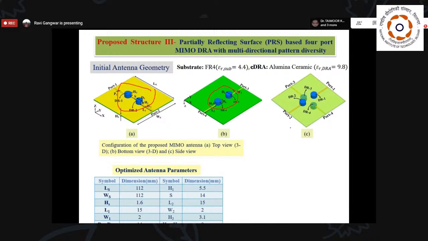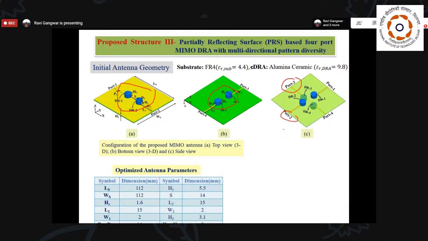So here you can see that if we look at the isolation between port 2 and port 3, we get the best isolation, or port 1 to port 3 or port 2 to port 4. Clear? Because all these are placed orthogonal to each other in a back-to-back arrangement. So we can say that in that condition we are able to achieve better isolation.